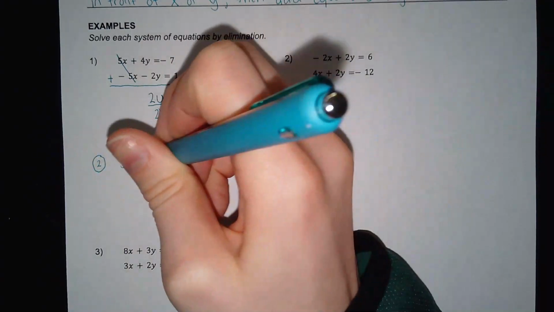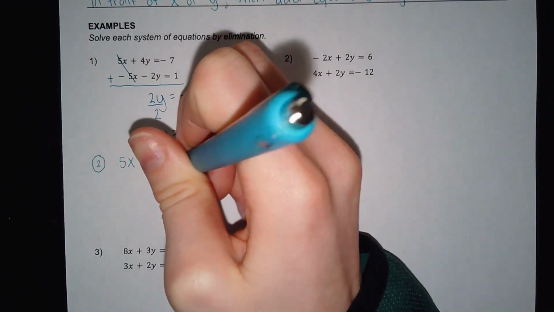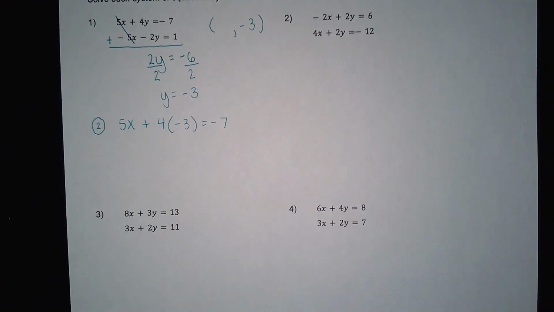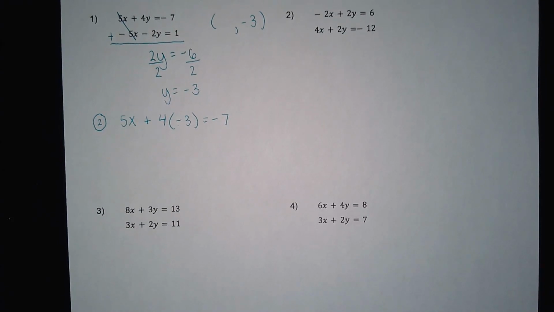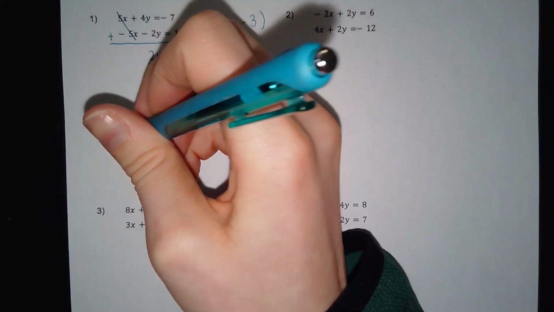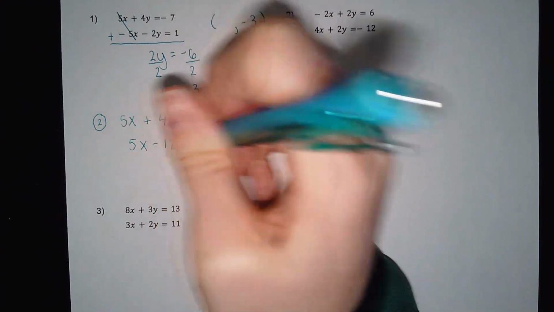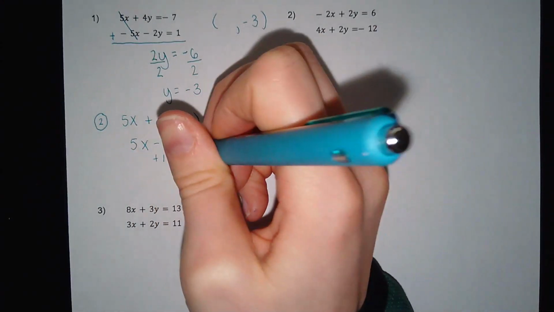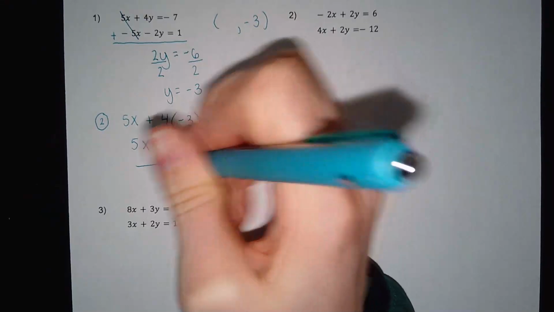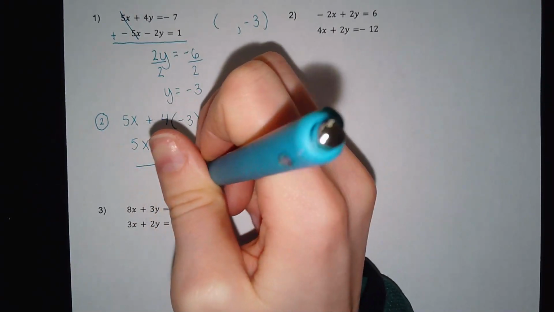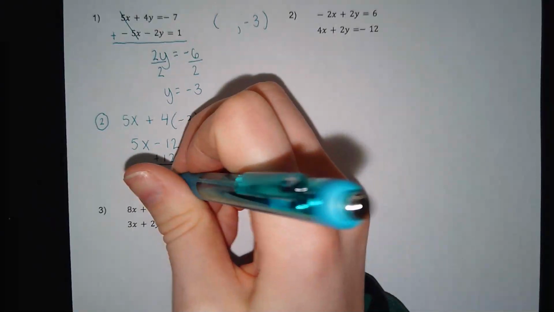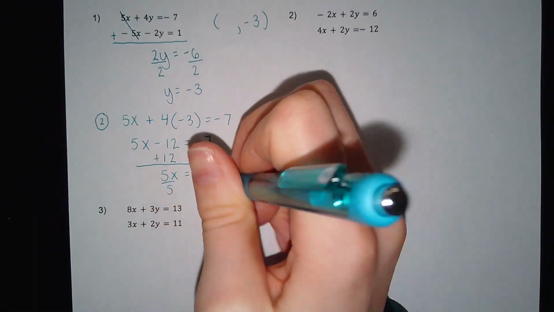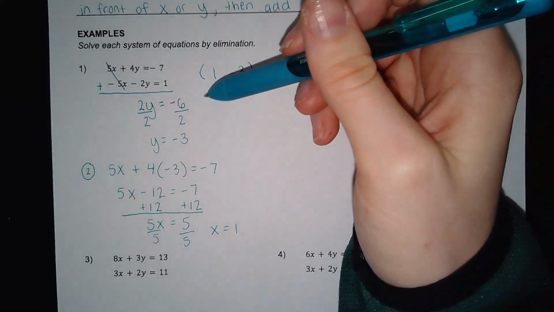So 5x plus 4, again, y is negative 3. So instead of writing y, I'm plugging in negative 3, and then we should be able to solve. 4 times negative 3 is negative 12, so I'm going to turn that into minus 12. To undo subtracting, I could go ahead and add 12, and then 5x will equal 5. Dividing by 5, our x value will be 1. So that makes my answer the point 1, negative 3.